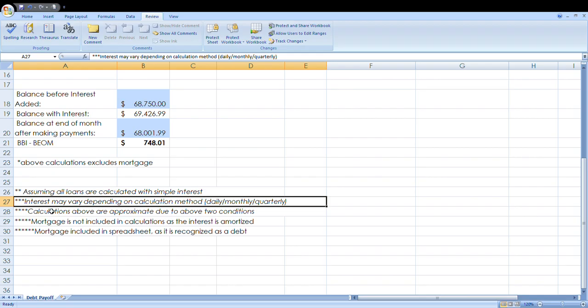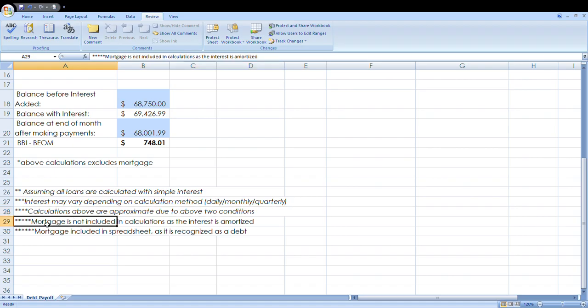The calculations above are approximate due to the above two conditions, and I'm not including the mortgage in the calculations as the mortgage interest is amortized, which means it's calculated differently. It's front-loaded interest, and it's not calculated in this spreadsheet. That would be an amortization schedule, which I think I have as an amortization spreadsheet calculation on my zero debt for me already. So if you want to check that out.